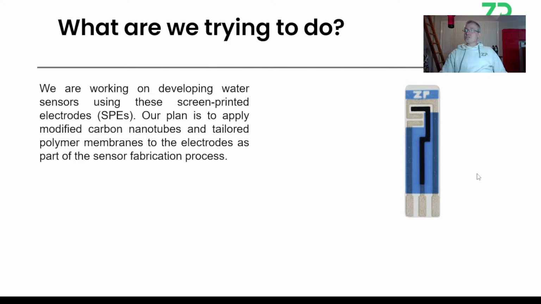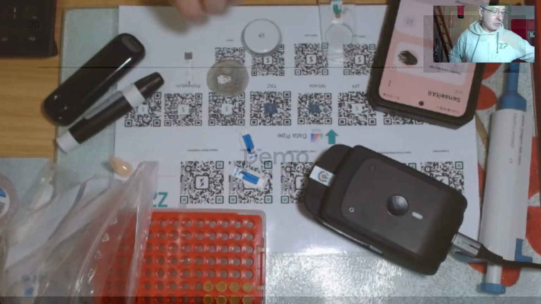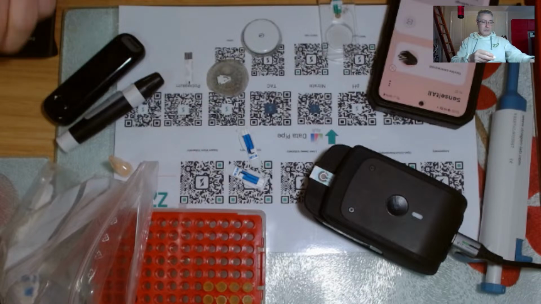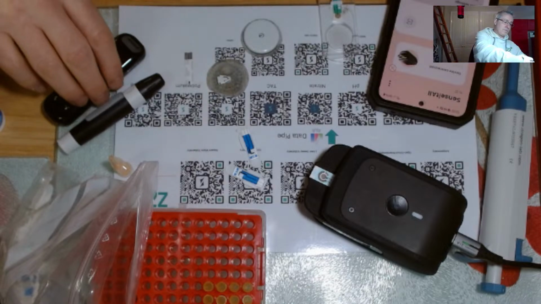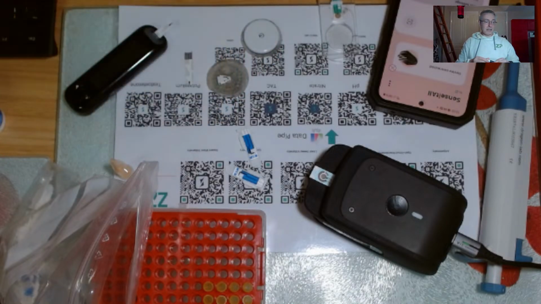But let me first of all just make a philosophical discussion. I say here demo. So let me just go really quickly to do a quick demonstration. So let me grab an archetypal screen printed electrode, which I will do. Let me put it into a meter like this. Let me get a sample like this.